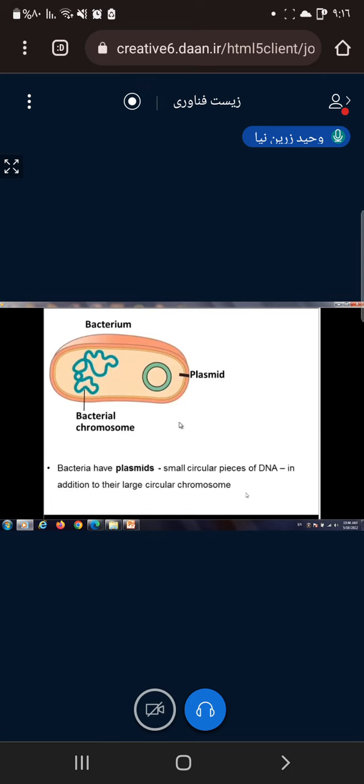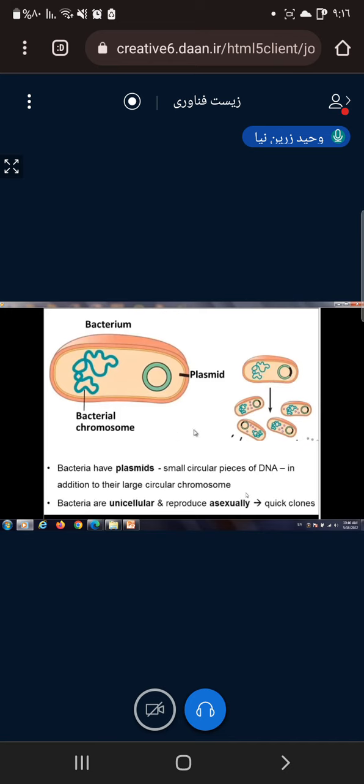Well, one reason has to do with its genetic structure. Bacteria have a big circular chromosome, but then they also have smaller loops of DNA called plasmids. And it's very easy to move plasmids into bacteria, so that's one advantage to using bacteria. The other advantage is that bacteria are unicellular and they reproduce asexually, which means that in a very short amount of time, you can get millions and millions of identical bacterial cells, clones. And this is important if you want factories.